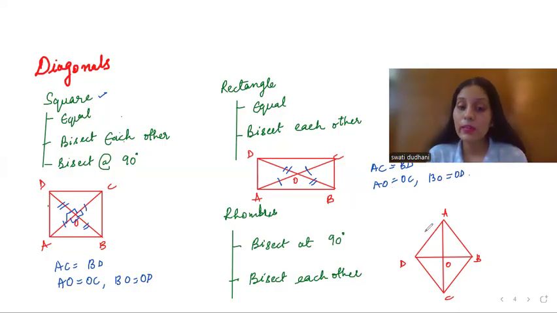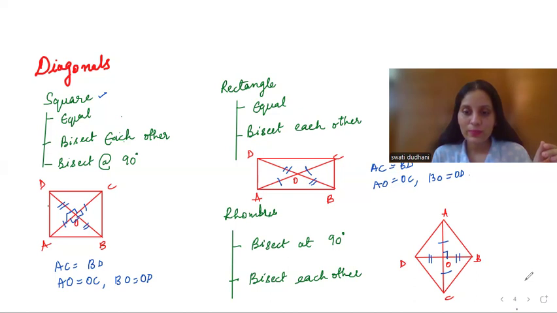In a rhombus, diagonals are not equal. Here the diagonals are not equal, you can see. But diagonals bisect each other at 90 degrees. So here at the center you have 90 degrees. And diagonals also bisect each other, which means AO equal to OC and OD is equal to BO. Now this was all about diagonals.